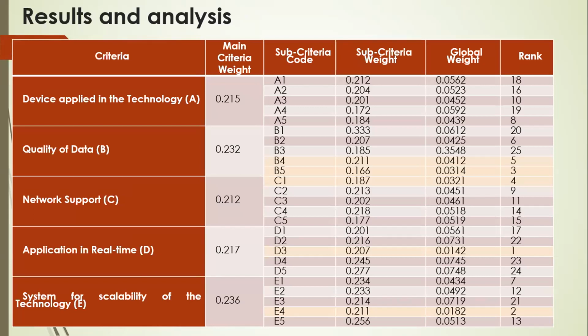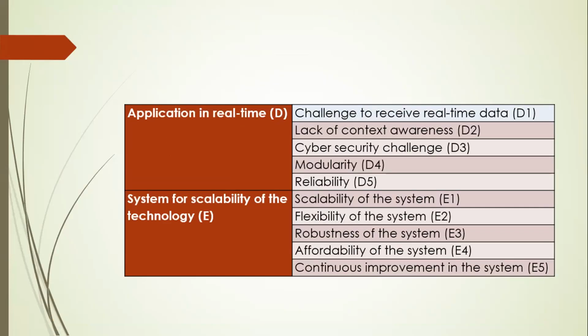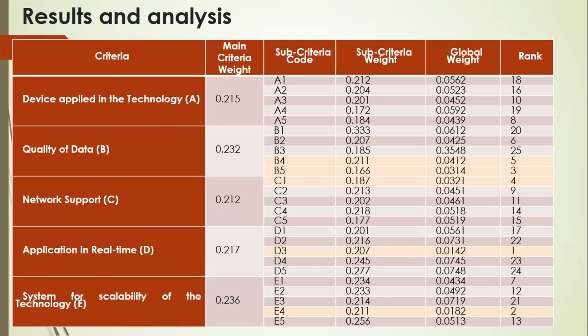In scalability, E4 was basically talking about the affordability of the system, which is very important. So this is how the analysis has been done using the criteria as well as the sub criteria, so that the industries who want to enter into this particular sector of agri-tech understand what the real challenges are that they are facing, and how to help them overcome these challenges.